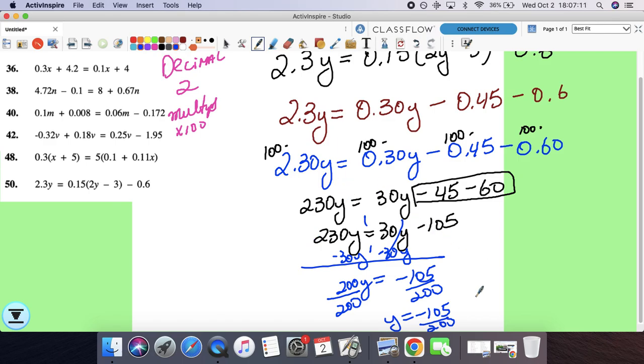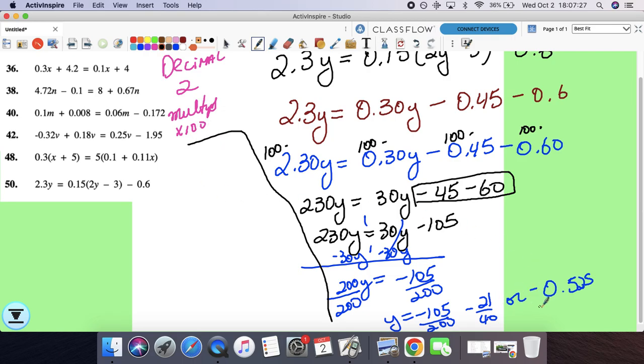Alright, so you can simplify to negative 21 over 40, or you can even change it to a decimal, it becomes negative 0.525. Now I have to check and pray that it's correct. I think the prayer comes first.